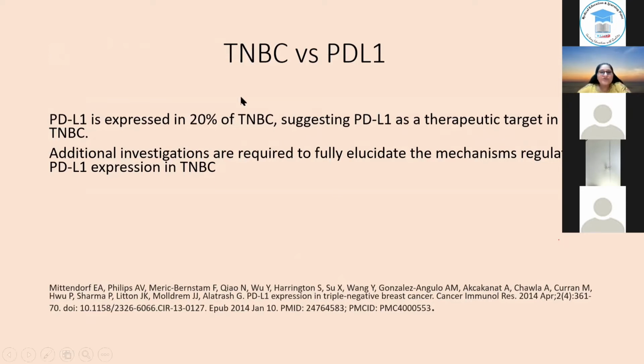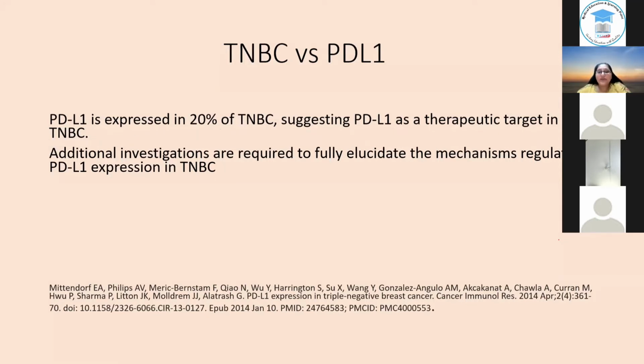So now we come to the second aspect of TNBC, as I told you, cancer stem cell markers, and the second one is PDL1, because PDL1 is a very, very upcoming IHC marker. It is done in every organ. It is well established in lung, but it is also being done in breast as well. So PDL1 is expressed in 20% of TNBCs.